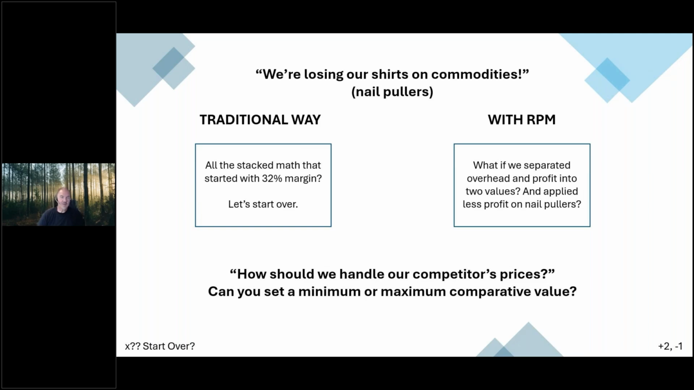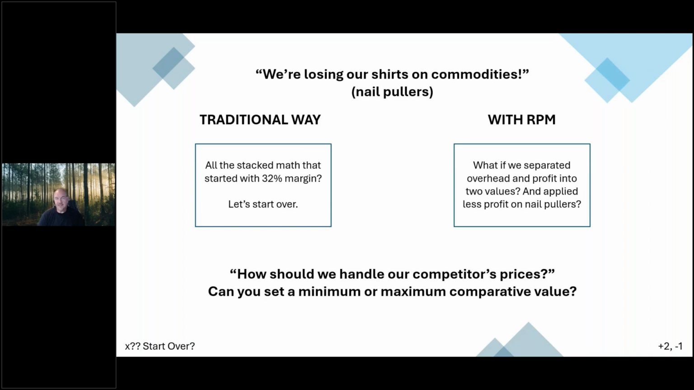And now what we're realizing is that, you know what? Some commodity items need to be at a lower profit margin, but we still need to cover overhead. And so we really need to divide those things out. In the traditional way, we need to basically start over. And that means going back through all your price sheets, your whole paradigm, and gutting it, or working with it. And what can we do with that?